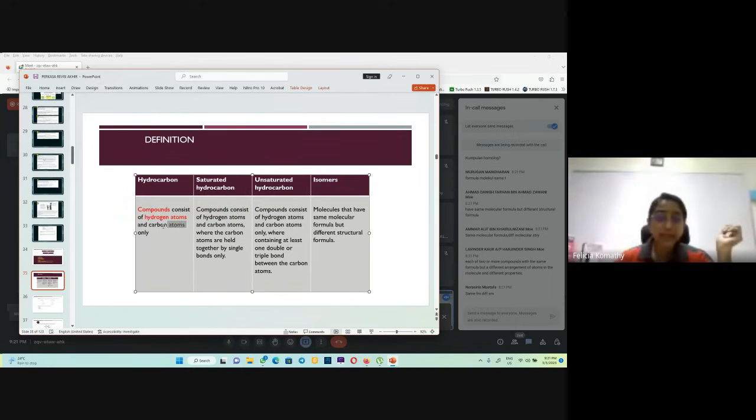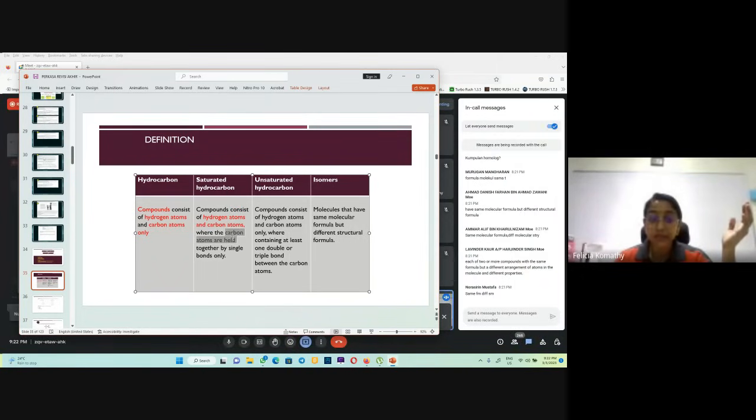And carbon atoms. The word "only" is important. If you don't write the word "only", you will lose your mark. Okay, a hydrocarbon must be a compound that consists of hydrogen atoms and carbon atoms only. For saturated hydrocarbon, you will define hydrocarbon first. Understand? And then you have to say the carbon atoms for saturated hydrocarbon are held by single bond only.